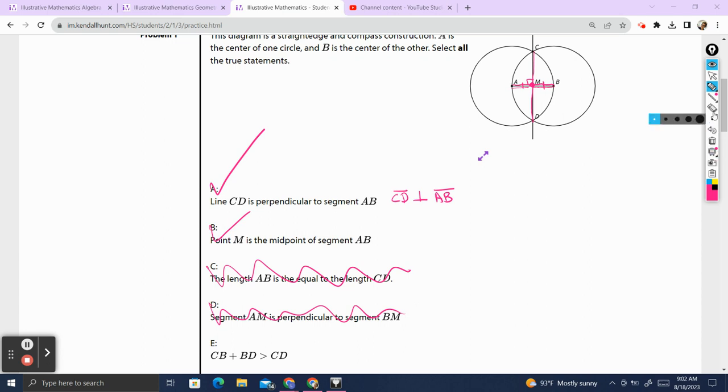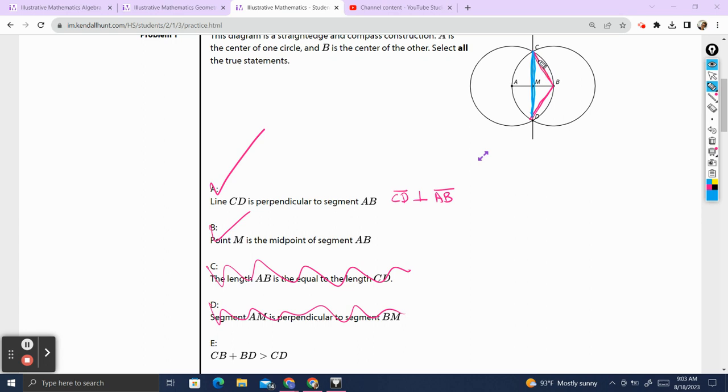Now, I'm going to erase my drawing so we can do this last question and visualize it. In geometry, drawing is your best friend. Is CB plus BD greater than CD? So CB is this guy, and BD is this guy. Is he greater than CD? Well, to get from C to D, we know the fastest way is a straight line, and this is a straight line from C to D.